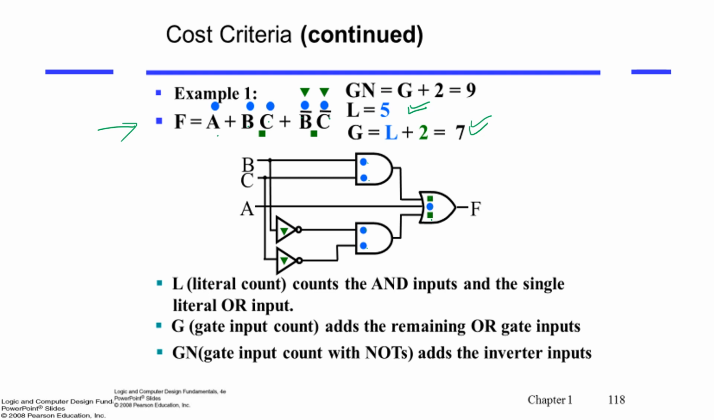Now if you say GN, it means these gate counts will be there along with the NOT gate count. So how many NOT gates? 1 and 2. So G plus 2, you will get 9 as a GN. So in that way you can compute literal count, gate input count, and gate input count with NOTs as well, right? So add your inverter gate count. So L, G and N. And based on that we can decide which particular circuit is more optimized.